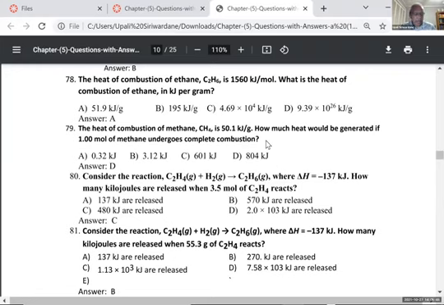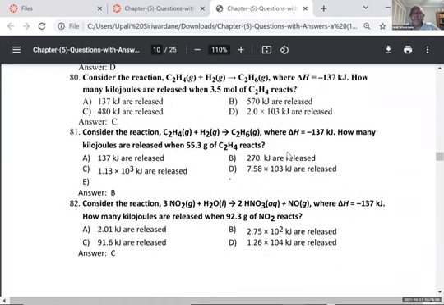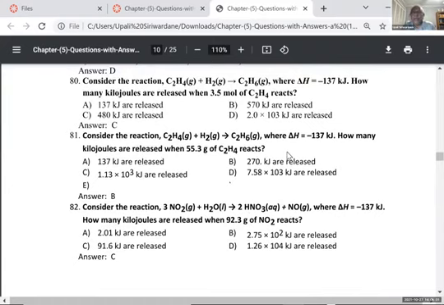$15.60 divided by 30 is 52. Rounded out, A is the correct answer. That's how you get it. For these questions, calculate per mole, then use the heat of reaction, which is normally given per mole. So it's easy.